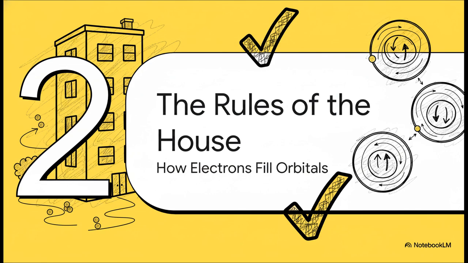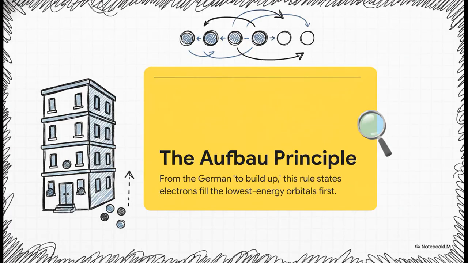Now, you might be thinking electrons can just move in wherever they want. But nope. Just like any good apartment building, this one has a very strict landlord and some non-negotiable house rules. There are 3 big ones that dictate exactly how our electron tenants find their homes. Rule number 1 is the Aufbau principle. It's German for to build up, and it's all about efficiency.